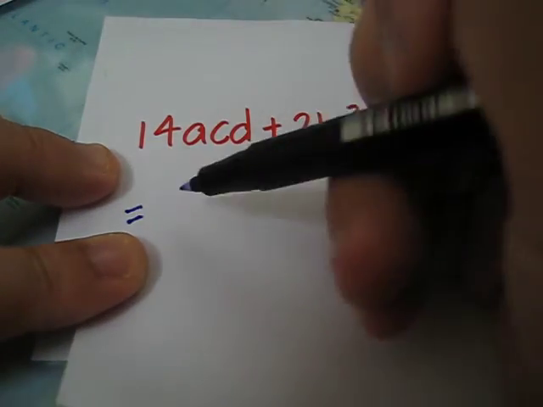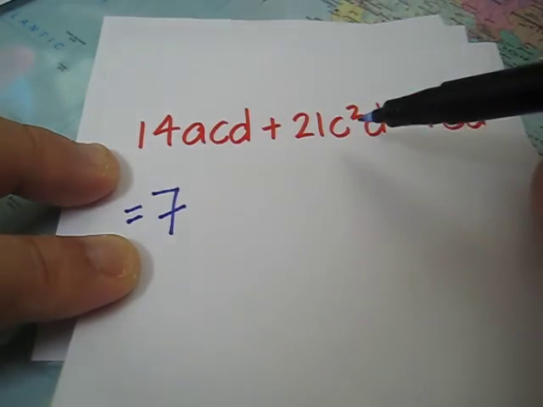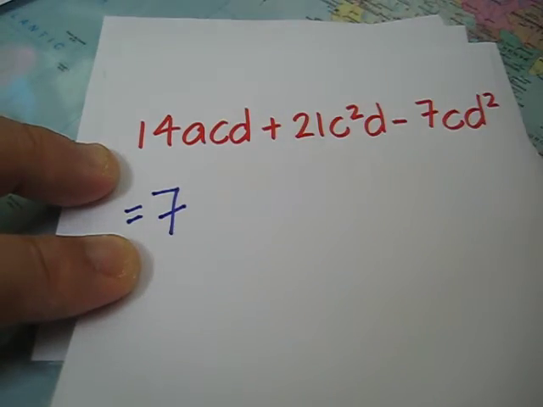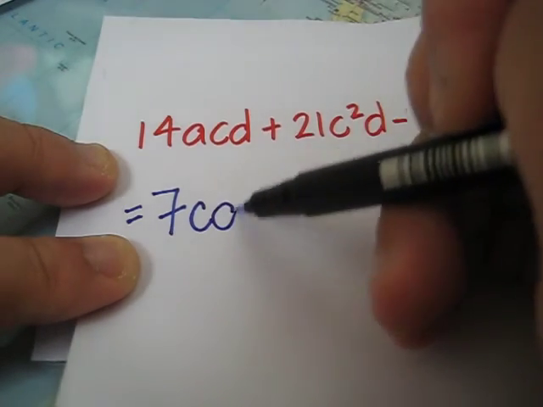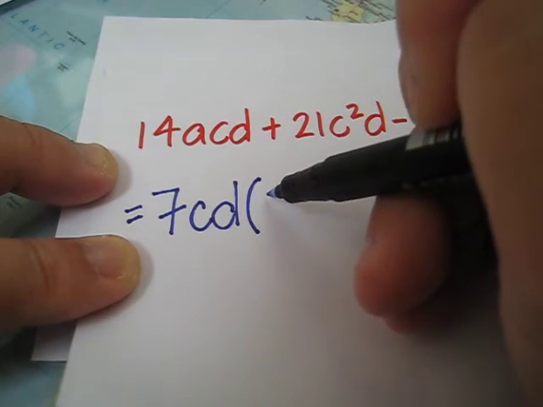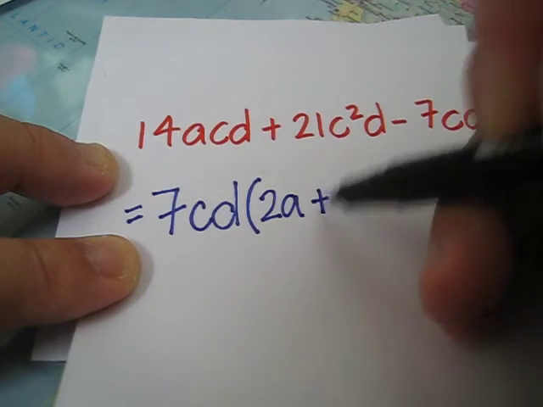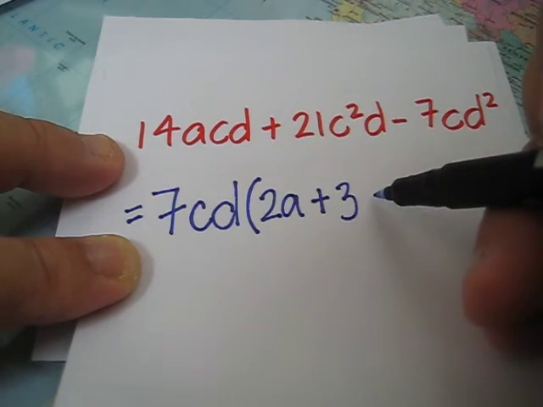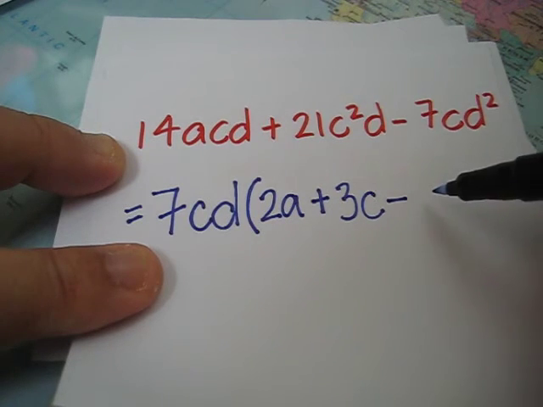14, 21, 7, the common factor is 7. There's a, but there isn't any a here. C, I can have 1. D, I could have 1. And what's left behind? 2a plus 3c minus d.